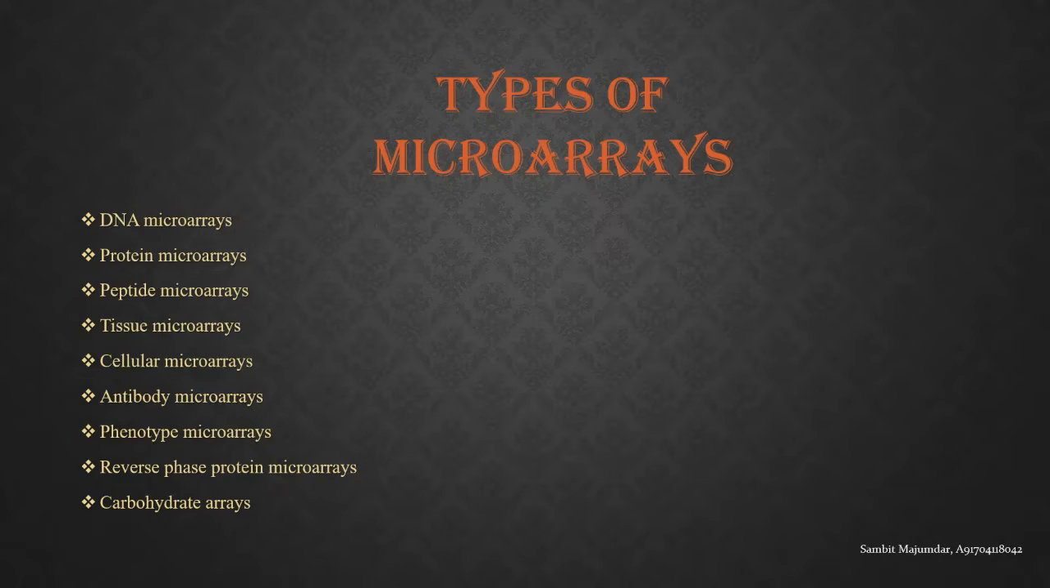Next is phenotype microarray, which is mainly used in drug development and measures cellular phenotypes. Next is reverse phase protein microarray, which is used in clinical trials in the study of biomarkers and many others. And the last is carbohydrate microarrays, which are also called glycoarrays, and can be used to study protein binding affinities.